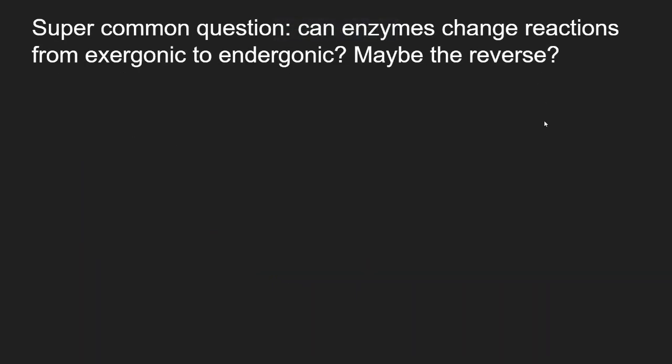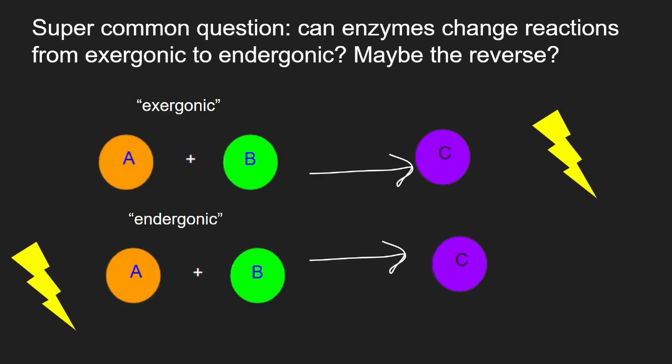So a question that I encountered a lot when taking the course was, can enzymes change reactions from exergonic to endergonic, or maybe the reverse? Before we answer the question, we have to first look at what an exergonic and endergonic reaction are. So here we have both of our reactions. In an exergonic reaction, we have substrates A and B, and they come together to create product C. And upon the creation of product C, energy is released. Overall, we have released energy with this reaction.